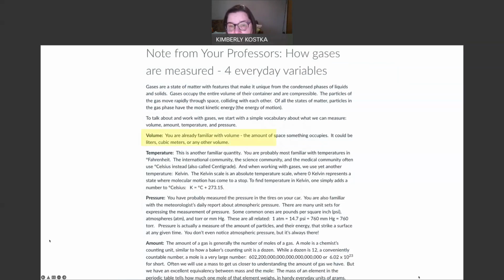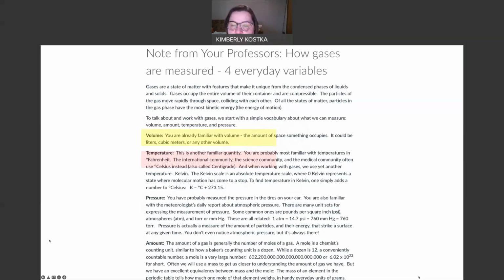We also describe gases by looking at temperature. One interesting thing about gases and temperature is that if we do calculations, we use an absolute temperature scale of 0 Kelvin, and 0 Kelvin represents the state where all molecular motion comes to a stop. We could easily adjust those. You won't be doing any calculations, so you won't have to worry about that temperature correction.